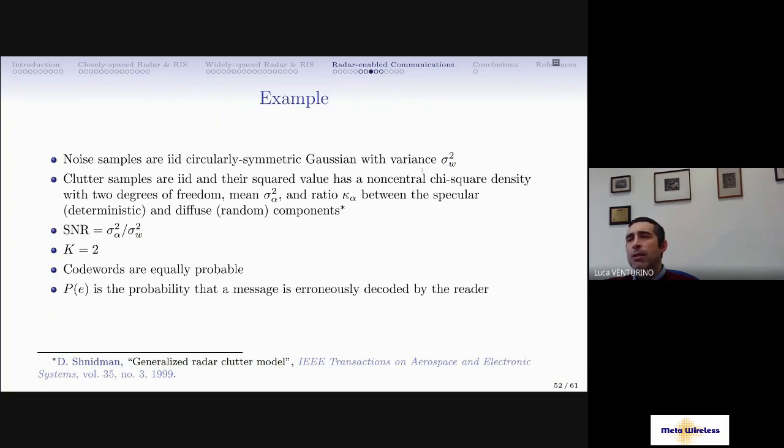Here we assume Gaussian noise. We assume that the glint has a non-central chi-square density, with sigma square alpha denoting the mean value of this density, and also with k sub alpha denoting the ratio between the specular deterministic component and the diffuse random component. In terms of communication model, this resembles the Rice model that you are familiar with. Most of you, I think, are familiar with the Rice model.